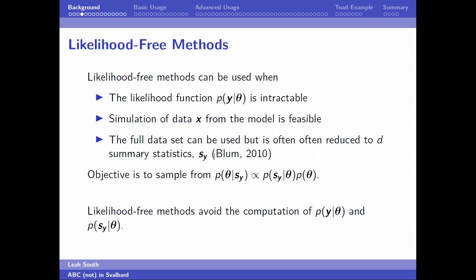model. So I'm going to call in general simulated data X, and the summary statistics for our observed data are going to be denoted as Y. We could work with a full data set, but often we're going to reduce our data to a set of summary statistics, and that's what we're doing here. Then the objective is to sample from the summary statistic posterior, which is proportional to the summary statistic likelihood times the prior. And we're going to avoid computation of both of these things. Since the likelihood is typically intractable, typically so is the summary statistic likelihood.